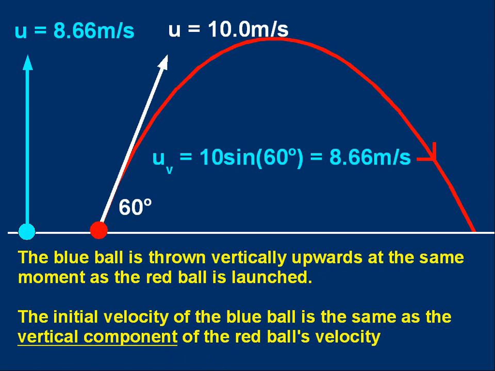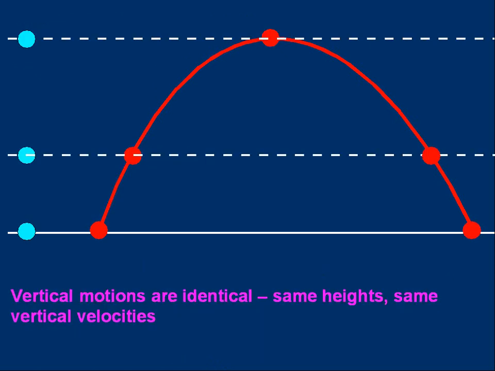Well, I hope you've thought about it. What we can say is what we say at the bottom. The vertical motions are identical. They were launched together with the same vertical velocity. They'll have the same heights and the same vertical velocities at later times. So, for example, when the blue ball is at that height, the red ball will be at the same height. When the blue ball is at maximum height, the red ball will be at maximum height. And on the way down, they stay together and they will hit the ground together.